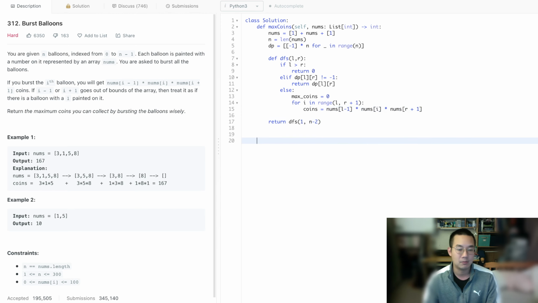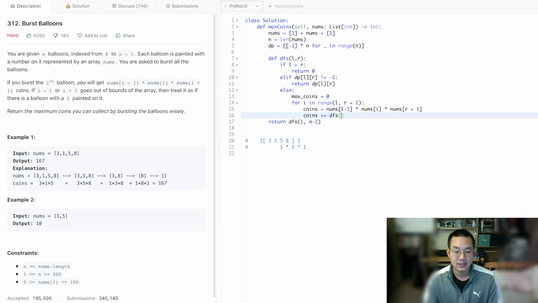Let me just put it out one more time. So 3, 1, 5, 8, and let's say we select the 5. It would be the ones on the side. So just to keep the visual going, make sure that we have some visuals. So that's important.